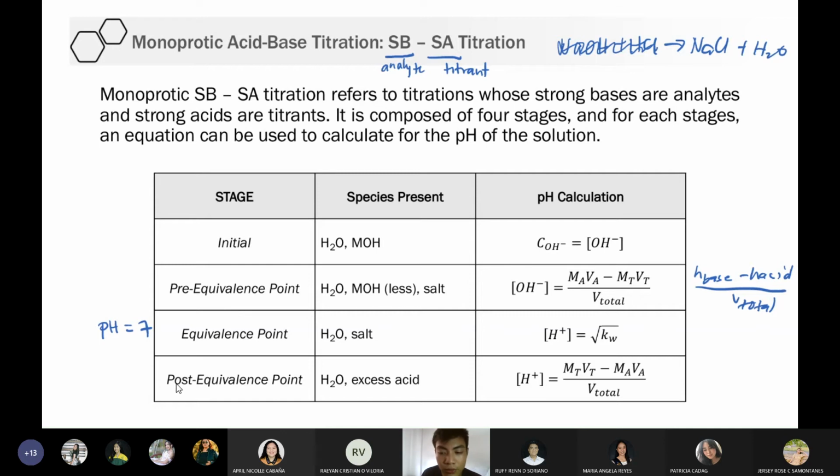And at post-equivalence point, ano yung sobra? Yung titrant. Ano yung titrant? Acid. So if you want to determine how much excess acid ang meron, you use this formula: N acid minus N base divided by V total. Remember that your acid is the titrant. So MTVT. And your base is the analyte. So MAVA. Okay?